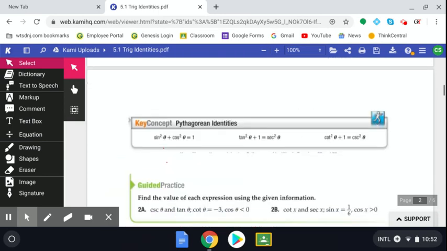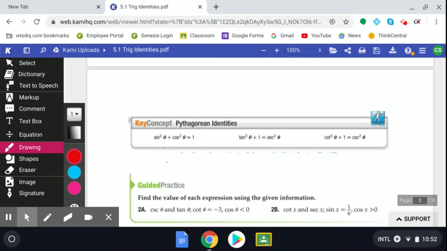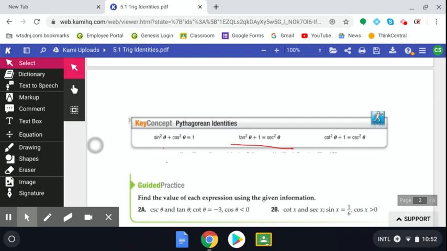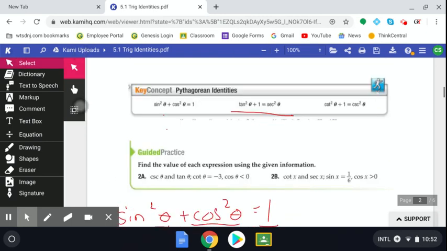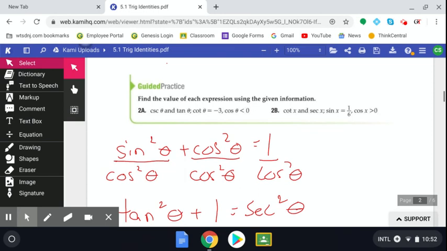If you look over here, tangent squared theta plus 1 equals secant squared theta. Okay, and then to get the third, one.